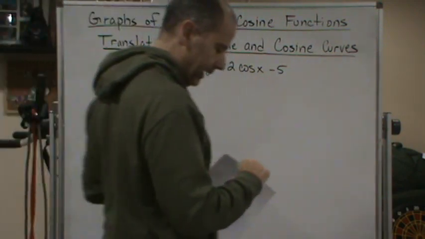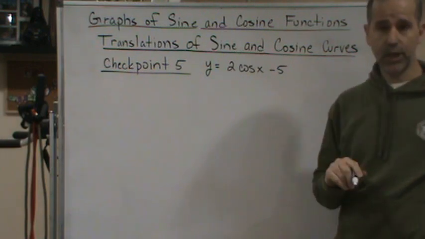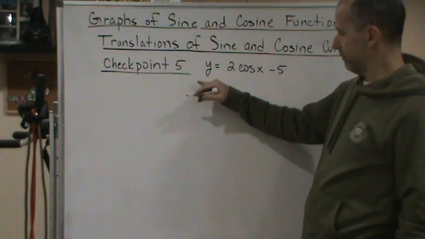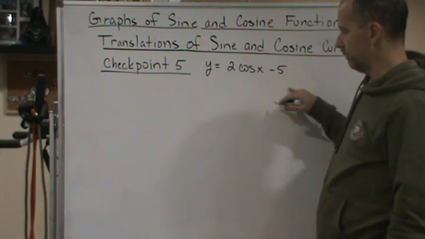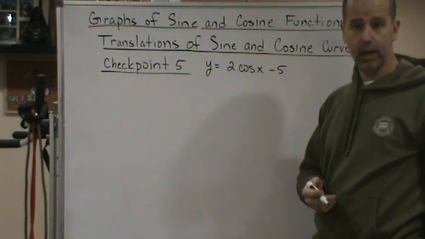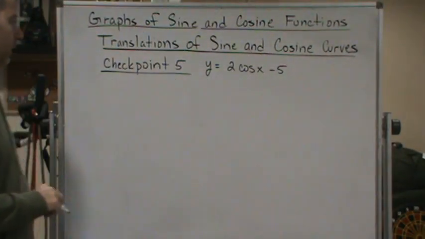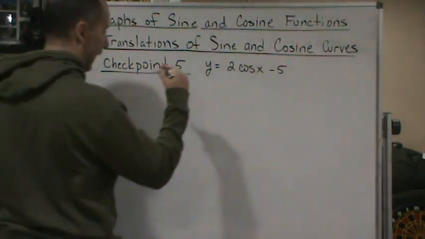All right, welcome back. Now we're going to do another checkpoint. So again, we're going to sketch the graph of this function, and then go ahead and pause, do it yourself, come back and see if you got the same thing that I get. All right, so now what we're going to do is analyze this again.